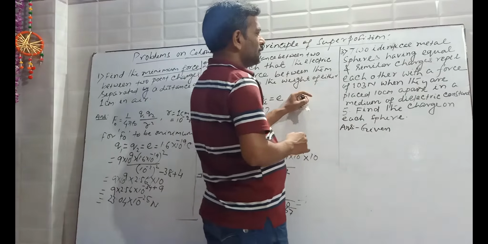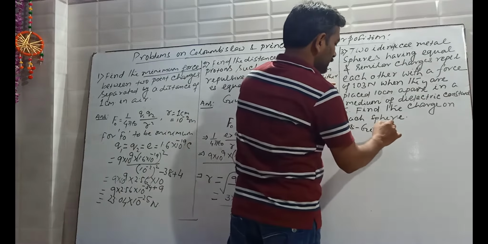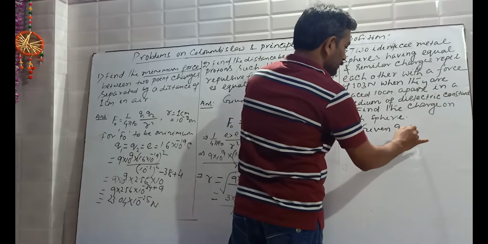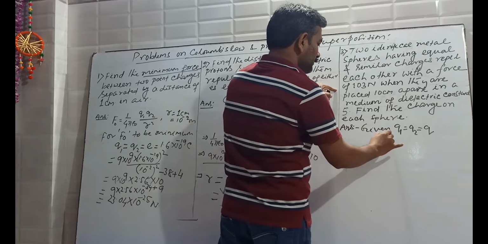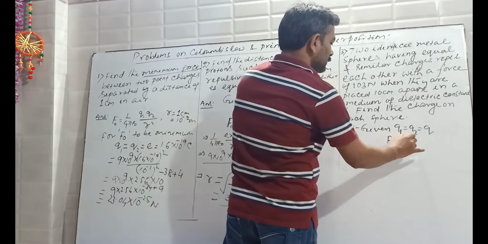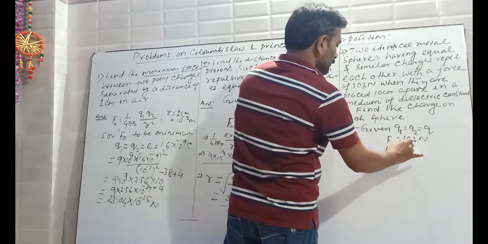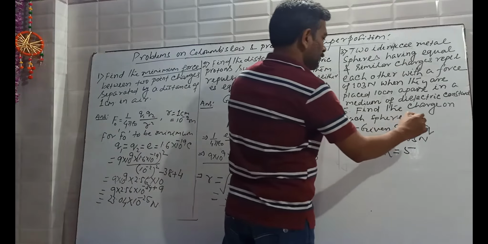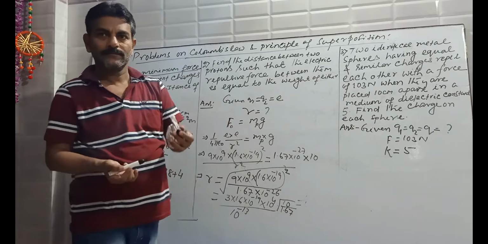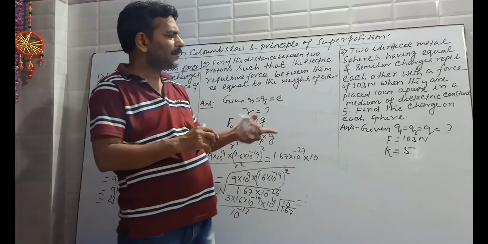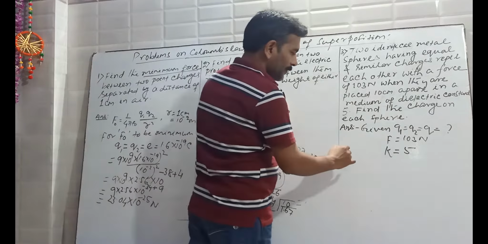So the given data: two identical metal spheres having equal and similar charges, given Q1 equal to Q2 equal to Q, say. Force is given 10^3 Newton, dielectric constant is given how much? 5. You have to find out this charge. These problems are given in SLR. Okay? So what is the formula?